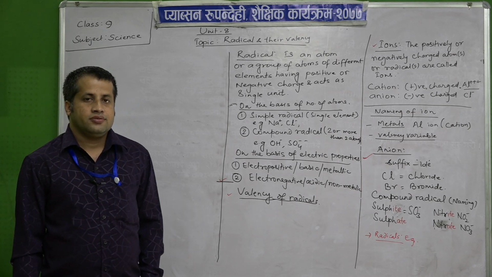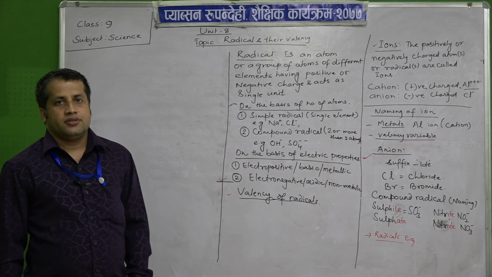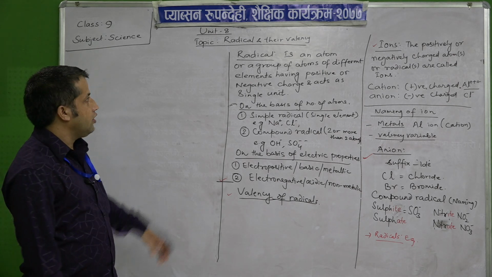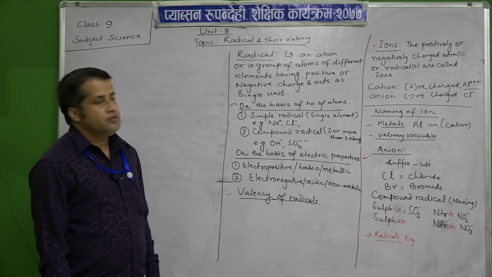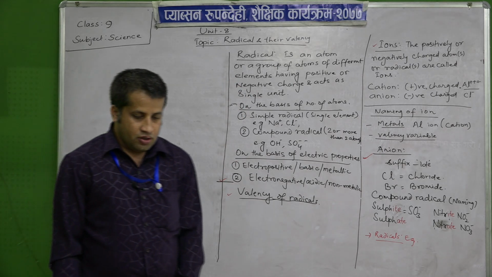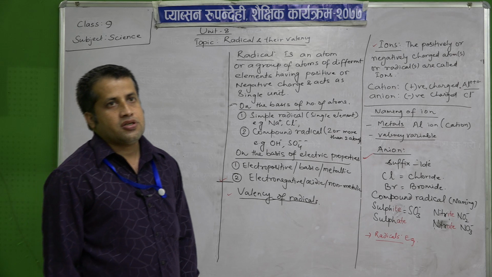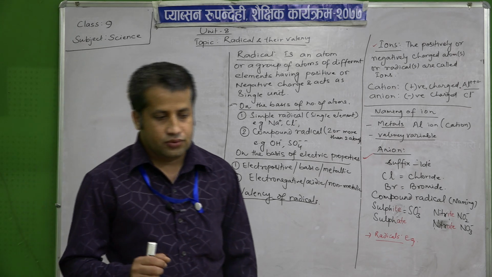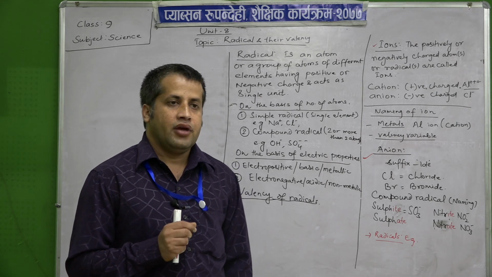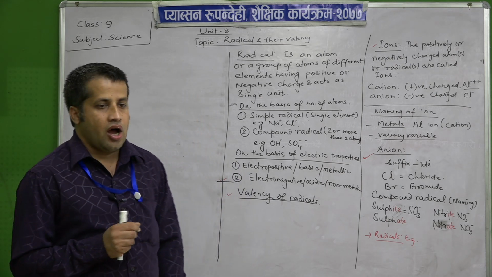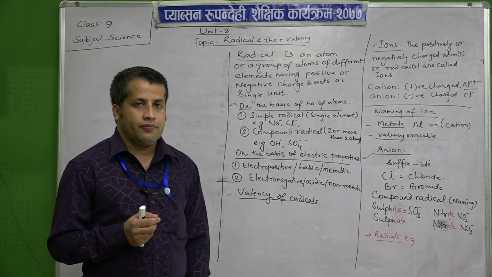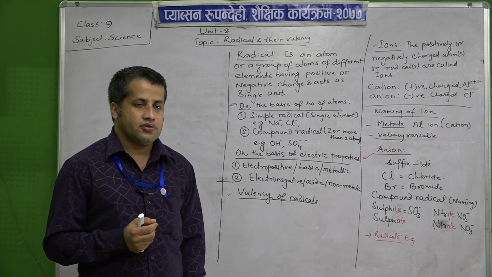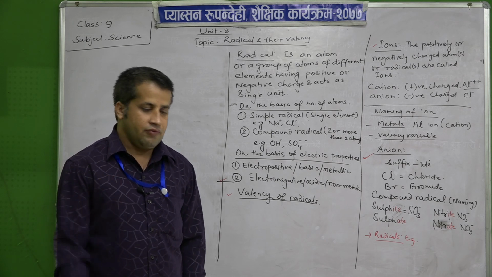So, today a new topic we will start, and that topic will be radicals and their valency. Yesterday we discussed variable valencies: why some elements have variable valency and how we give their names, like -ous and -ic used as a suffix for these elements.